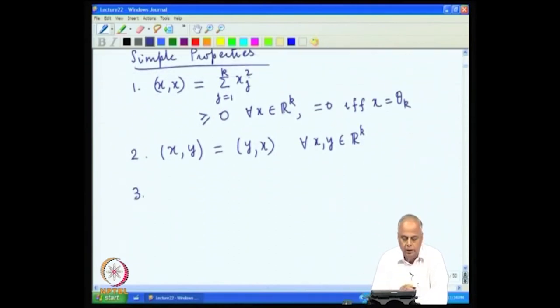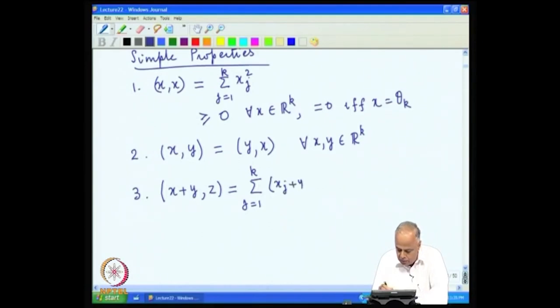Then we look at the effect of this operation of inner product with the two basic algebraic operations in the vector space, namely addition and scalar multiplication. Suppose I take two vectors x and y and add them and then take the inner product with z. That is the same, by definition, as the sum over j equal to 1 to k of (x_j plus y_j) times z_j, which is equal to the sum over j equal to 1 to k of x_j z_j plus the sum over j equal to 1 to k of y_j z_j.